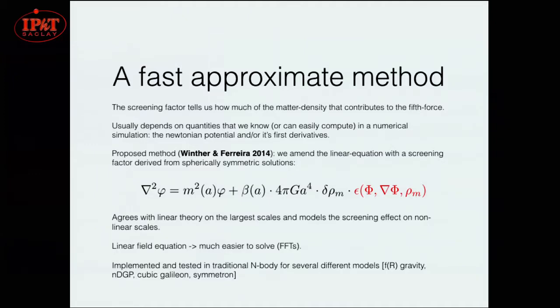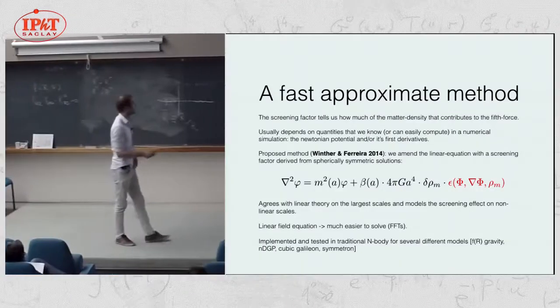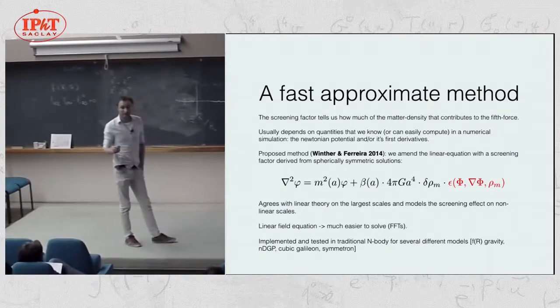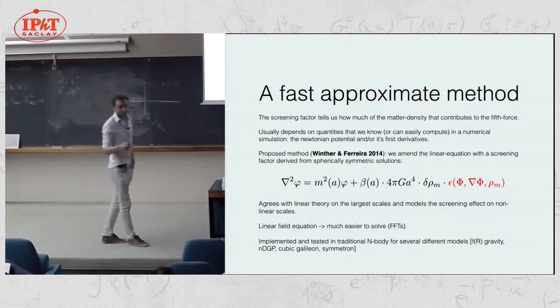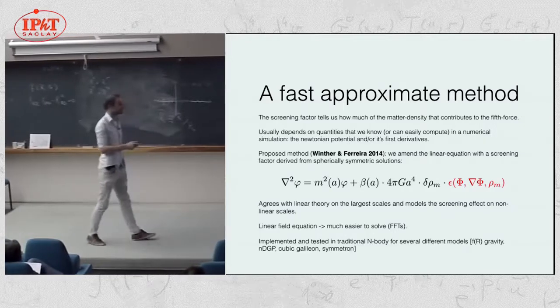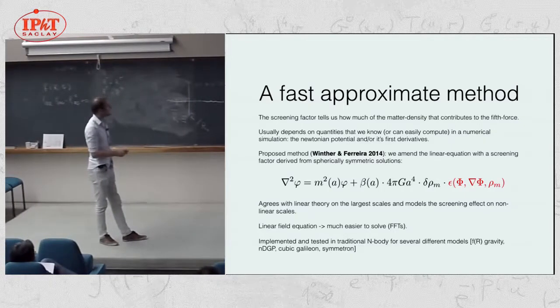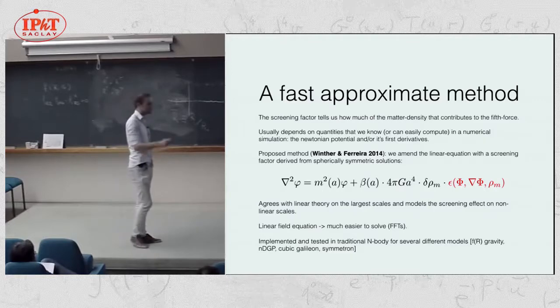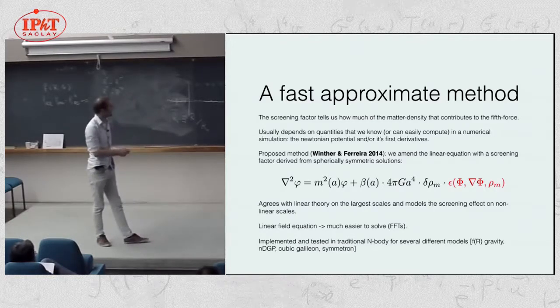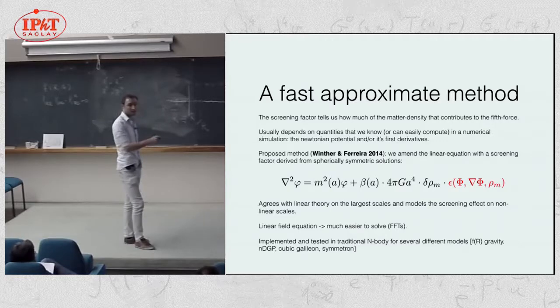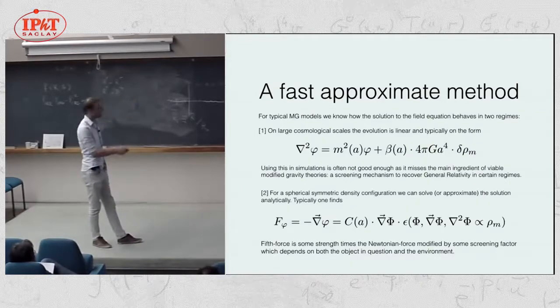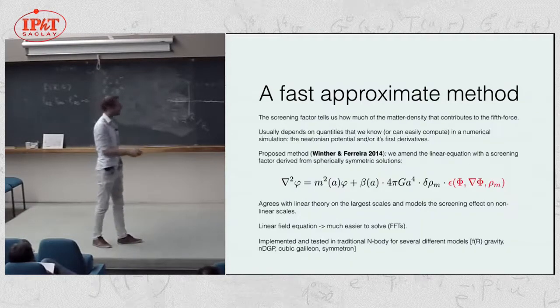So what does this screening factor really tell us? Well, it tells us how much of the local matter density contributes to this fifth force. And it usually depends on quantities that we know, like the Newtonian potential, its gradients, or its Laplacian, which is just the density. So the method we put forward a few years ago is that instead of solving this horrendously nonlinear, complicated equation, we instead start with the linearized equation, and then we amend it with a screening factor that is computed from looking at spherically symmetric configurations.